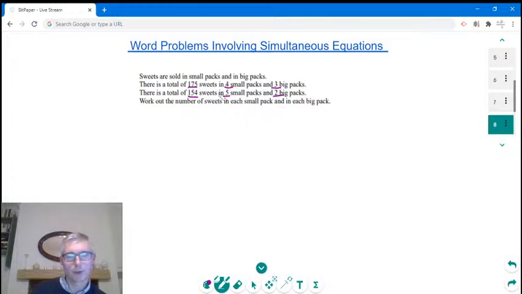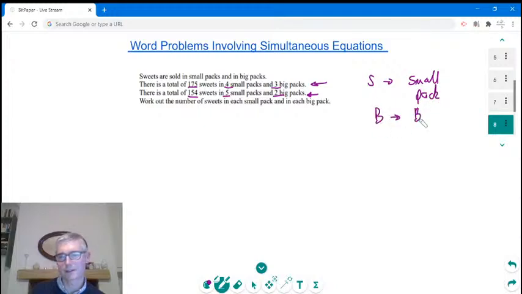So what I can do is try and use a little bit of algebra for this. I'm going to create an equation out of these 2 bits of information. I'm going to use S to represent a small pack, and I'm going to use B to represent a big pack.